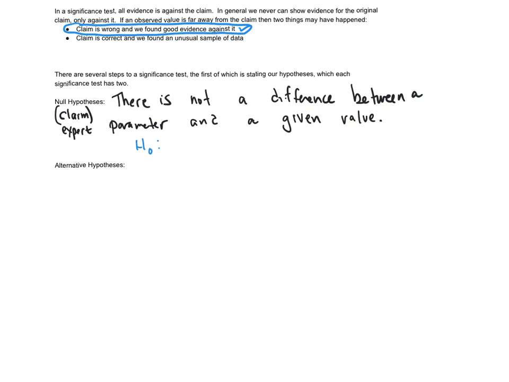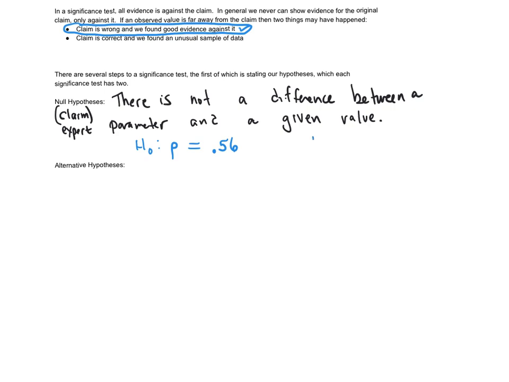Okay, so H sub 0 is a typical way to say null. So the null hypothesis, H sub 0, is always saying there's not a difference. Well, if there's not a difference, that means it's always equal. So there is not a difference between a parameter, let's say it's P, and let's use our green vegetable example from above. So P is equal to 0.56. That is claimed by some experts. There's no difference between the parameter and what they're saying.